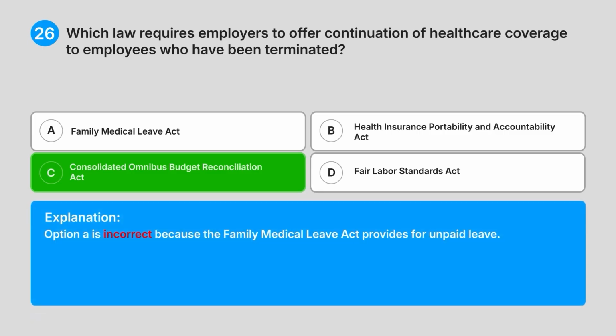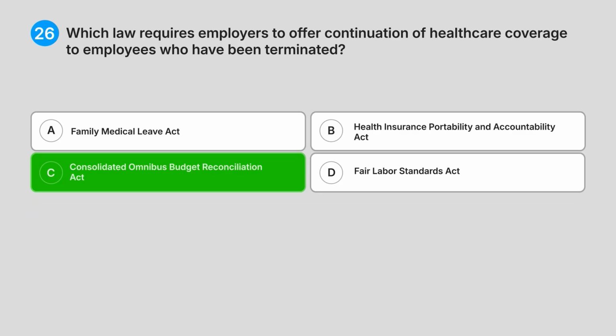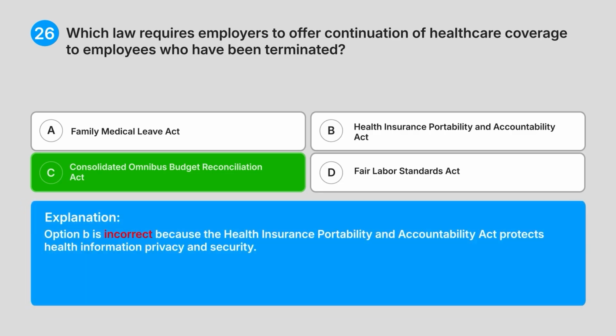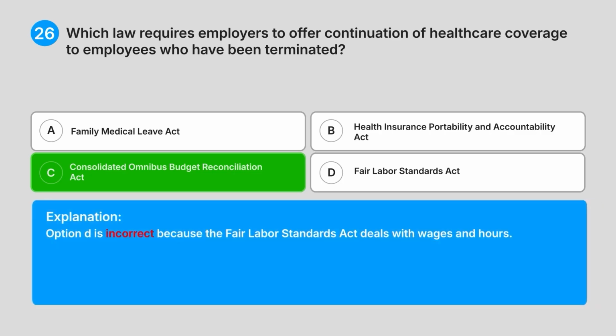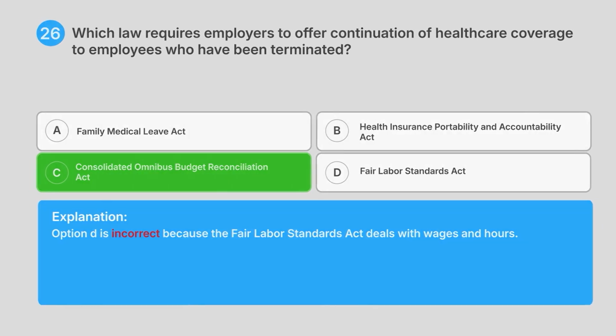Option A is incorrect because the Family Medical Leave Act provides for unpaid leave. Option B is incorrect because the Health Insurance Portability and Accountability Act protects health information, privacy and security. Option D is incorrect because the Fair Labor Standards Act deals with wages and hours.